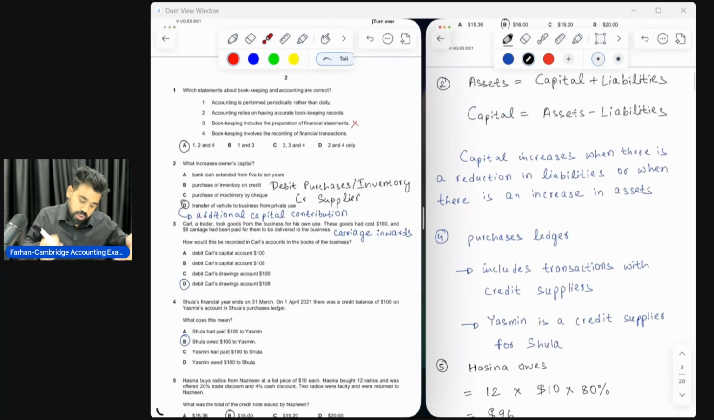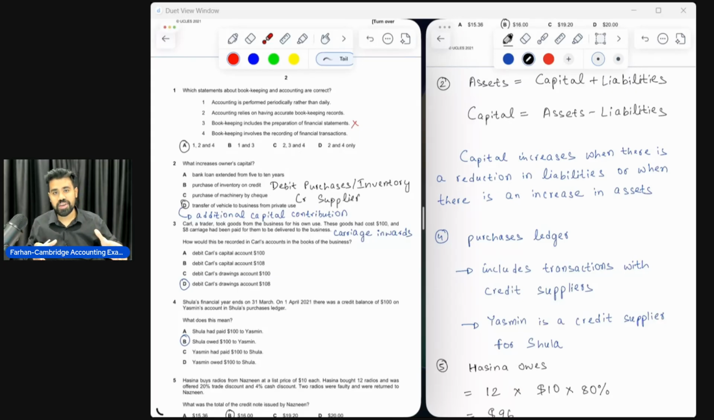Which statements about bookkeeping and accounting are correct? Starting with the first statement, accounting is performed periodically rather than daily. What does this mean? Bookkeeping refers to the recording of day-to-day transactions within the business, right? And all these transactions are then summarized in a trial balance. Given that the trial balance has been prepared correctly, the accountant can use it to prepare the financial statements, which are the income statement and the balance sheet, right?